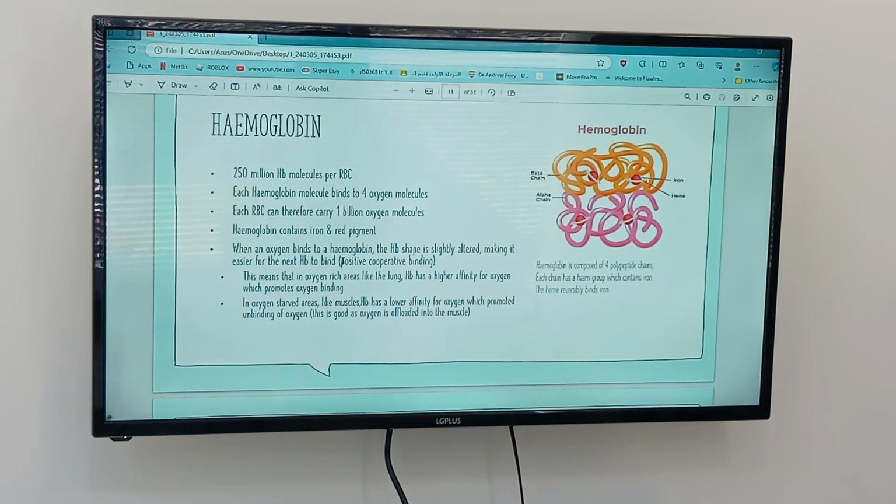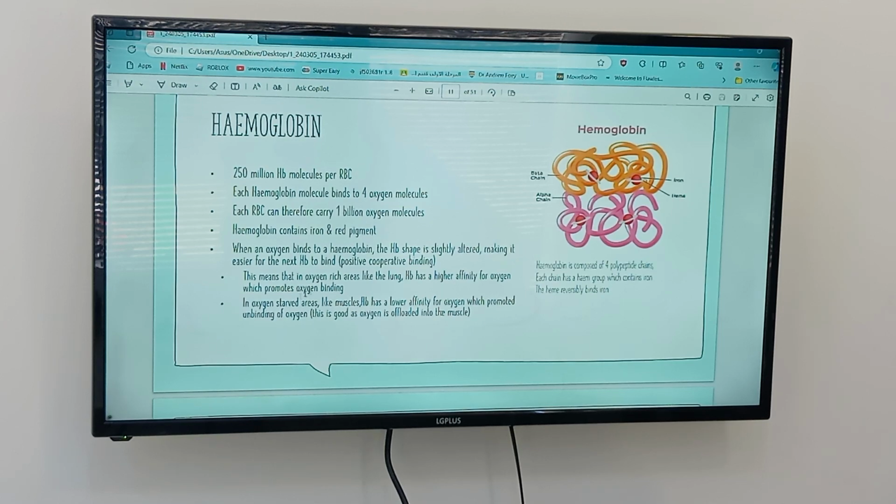Hemoglobin contains iron and a red pigment, the heme. When an oxygen binds to the hemoglobin, its shape is slightly altered, making it easier for the next oxygen to bind. This is positive cooperative binding. This means that in an oxygen-rich area, like the lung, Hb has higher affinity for oxygen, which promotes oxygen binding.